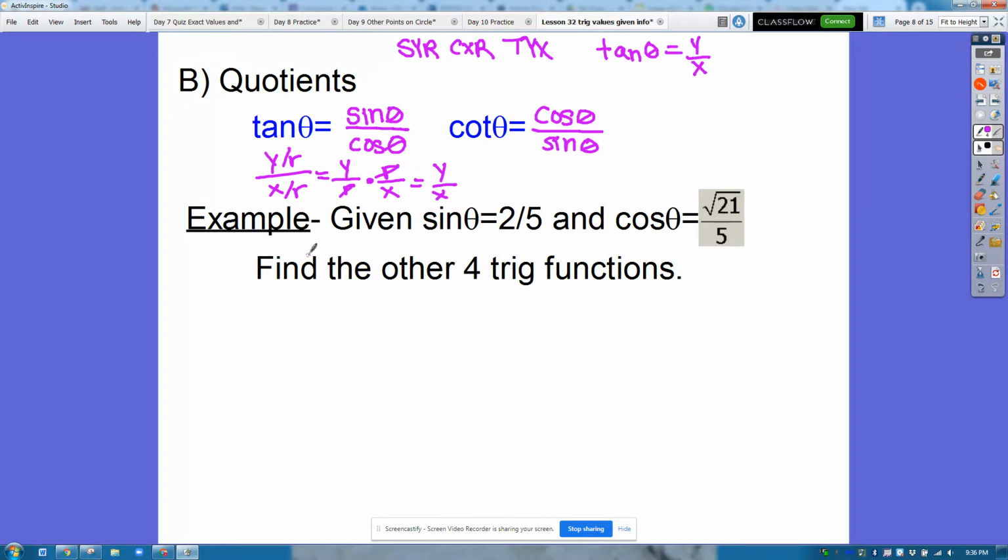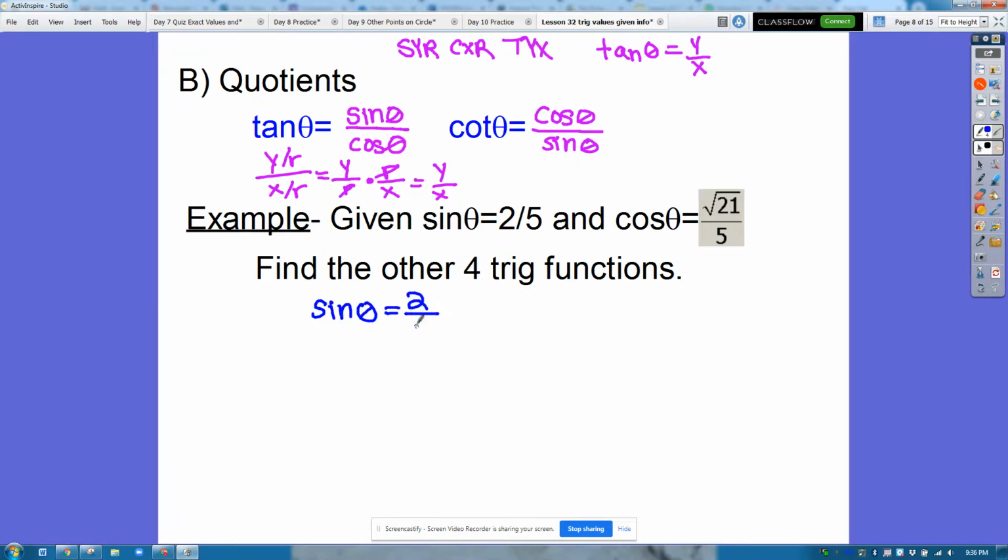All right. So for this example, it says, given that sine of theta is 2/5, cosine theta is root 21/5, find the other 4 trig functions. So just using those identities to keep finding stuff. Again, we're given something different. Now we're given the sine and the cosine. We're finding the same thing. We're going back to our trig values. So I like to write all 6 of them. I think you can tell I like my little order.